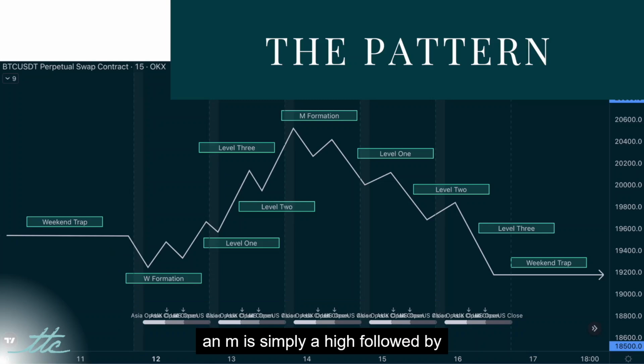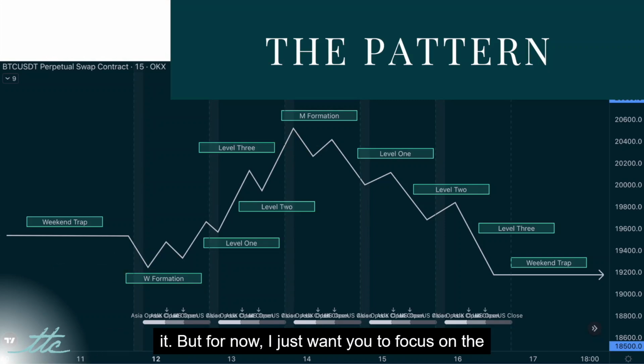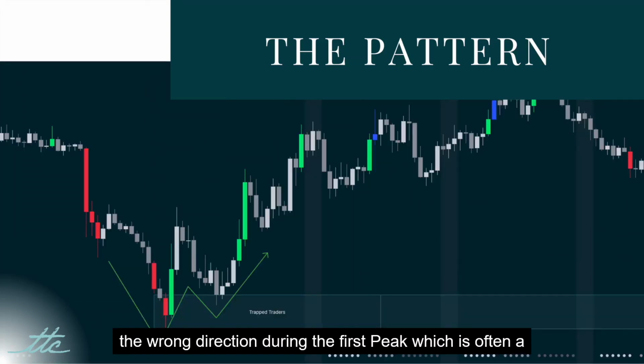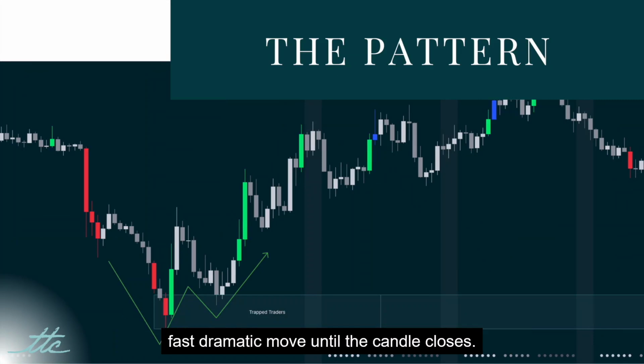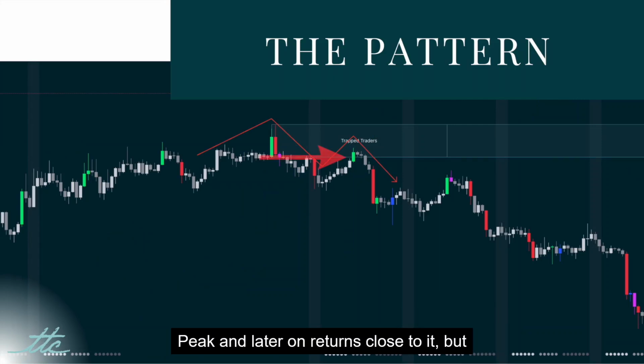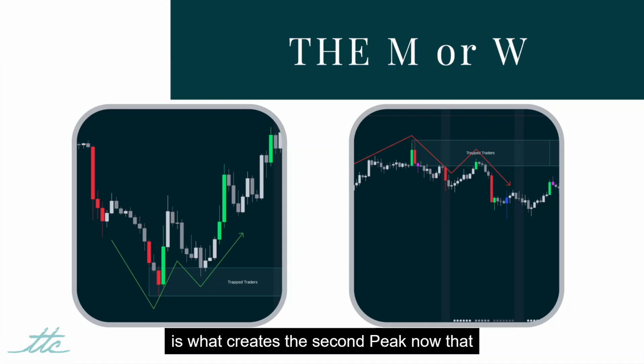To put it simply, an M is simply a high followed by a lower high, and a W is simply a low followed by a higher low. The M and W just get a lot more detailed than this, and there are variations of it, but for now, I just want you to focus on the general shape. This shape traps traders in the wrong direction during the first peak, which is often a fast, dramatic move until the candle closes. Then the market maker moves price away from that peak and later on returns close to it, but not close enough to release those trapped traders. This is what creates the second peak.